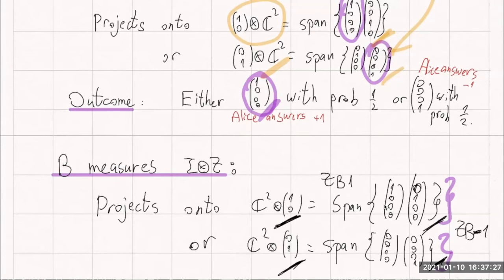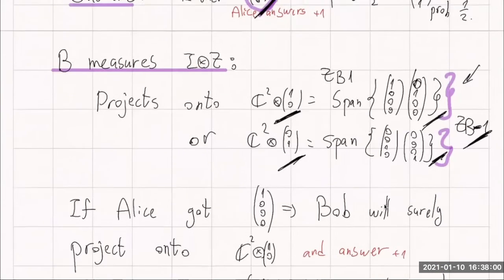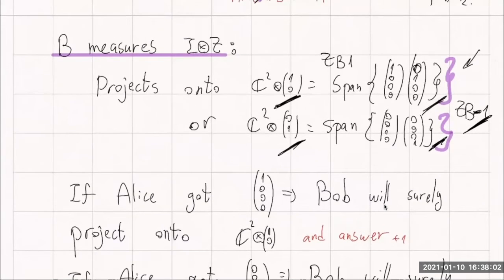And the point is that the probability of either outcome is relative to the size of the projection on either of the spaces. But it's in the first space, right? This state is perpendicular to ZB-1 and lives totally inside ZB1. This just means that in the way we thought of measurements as projecting, it will, with 100% probability, project onto ZB1. But this means that Bob will surely answer with a +1.